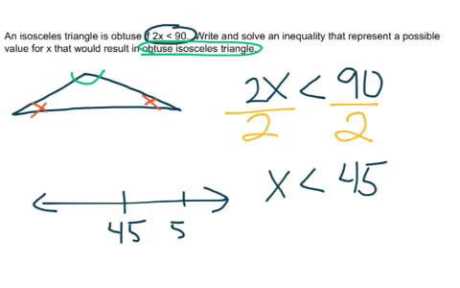So we'll do 50 to the right, we'll do 40 to the left. The number that we're working with is 45. And it says it actually has to be less than 45. It can't equal 45. So we would shade everything to the left and we would keep this circle open. Okay, that's a little review of writing and solving and modeling inequalities.